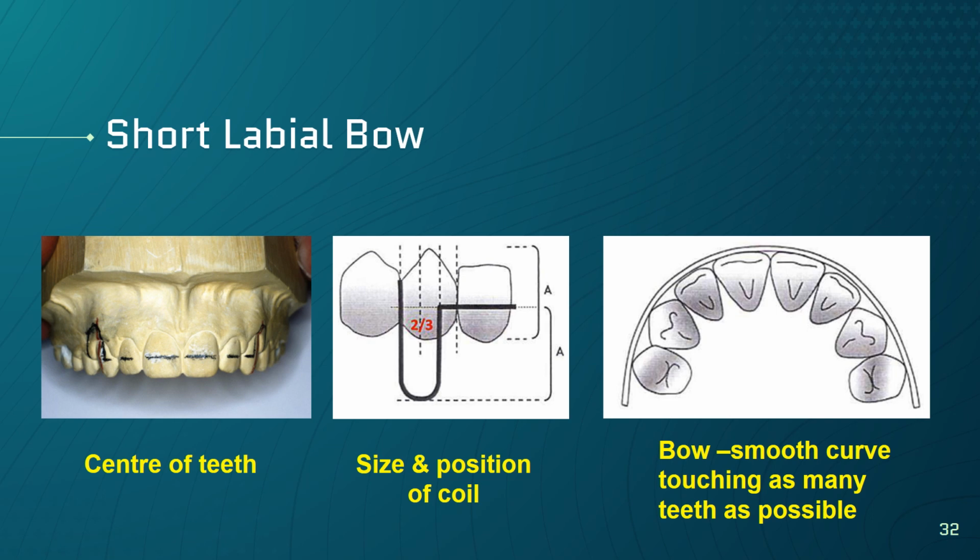Now, please take note that the labial bow should be at the center of the teeth. The size and position of the loop should be: the width of the loop should be similar to the distal two-thirds of the canine, and the length of the loop should be the same as the length of the clinical crown of the canine. Now the bow should be a smooth curve touching as many teeth as possible.